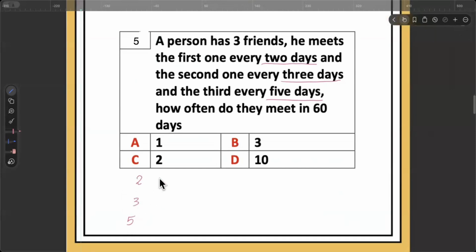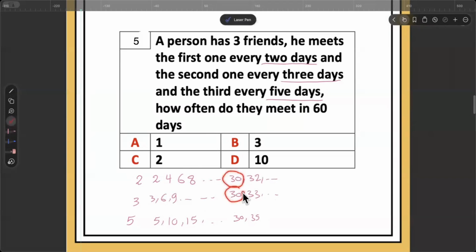You know that the multiples of 2 are 2, 4, 6, 8, then you reach 30, 32, and so on. Also for 3, we have 3, 6, 9, so you reach 30, 33, and so on. For 5, it will be 5, 10, 15, 30, 35, and so on. So the least common multiple of 2, 3, and 5 is 30. It means that every 30 days, only one time. So every 60 days, it will be 2. So the answer is C.